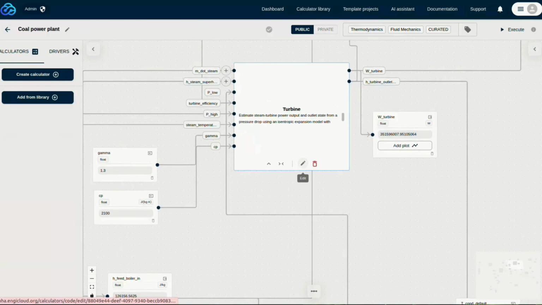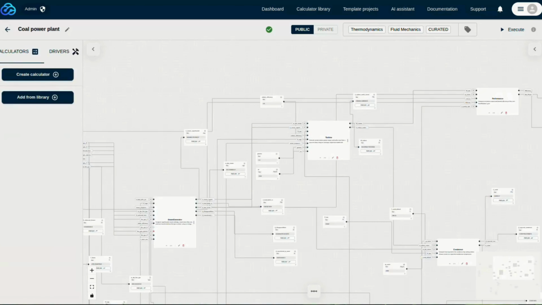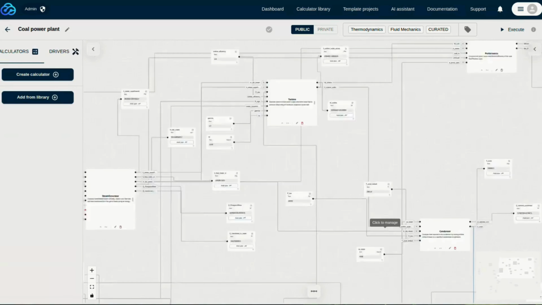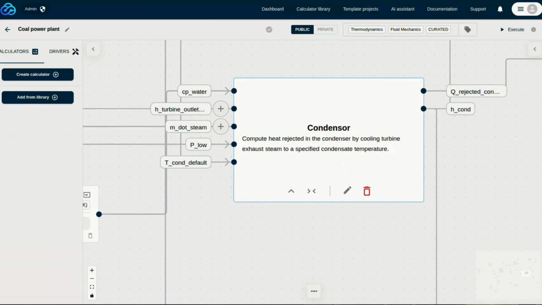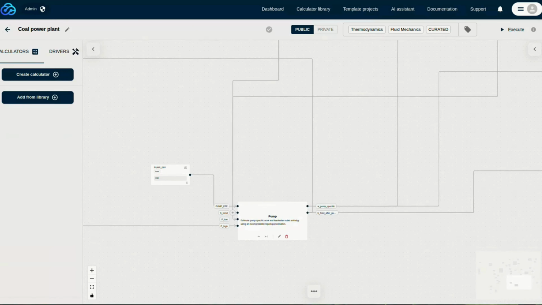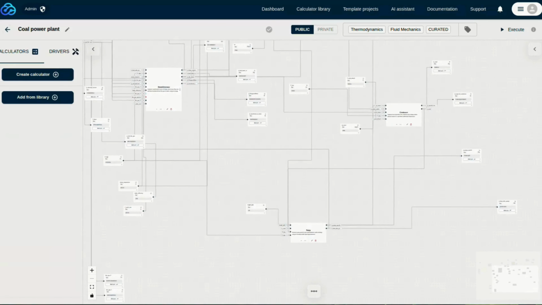The superheated steam then enters the turbine. Here we model a robust isentropic expansion that converts the thermal gradient into mechanical work. Following expansion, the condenser resets the fluid to saturated liquid state. Finally, the high-pressure pump calculates the work required to return the feed water to boiler pressure.